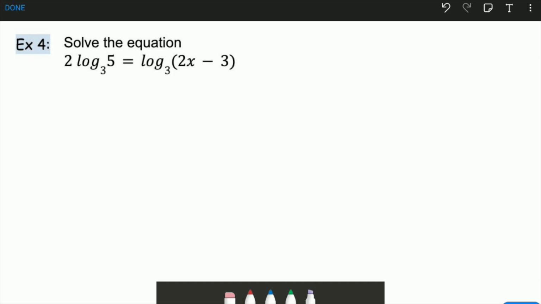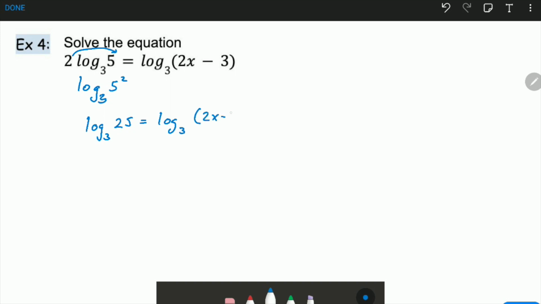Since this one just has two logarithms, we don't really have any other terms connected on the outside of the logarithm by addition and subtraction. The best approach is probably just to have one log on each side. So we don't quite have one log on each side because we do have this 2 out in front of the first log. So we'll have to deal with that first. We'll apply logarithm properties to move it up as an exponent, making it log base 3 of 5 squared. But 5 squared is 25, so we have log base 3 of 25 equals log base 3 of 2x minus 3.